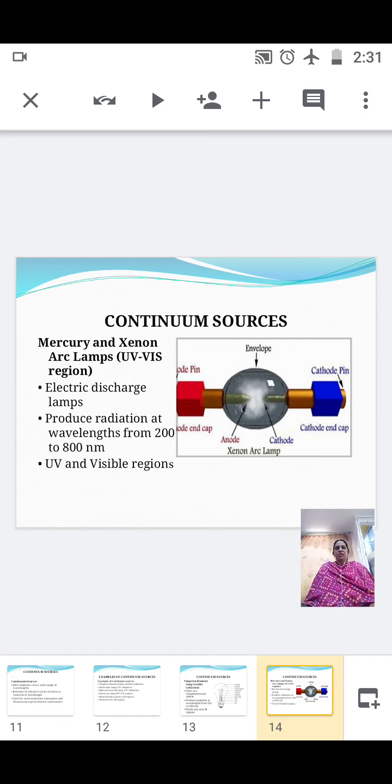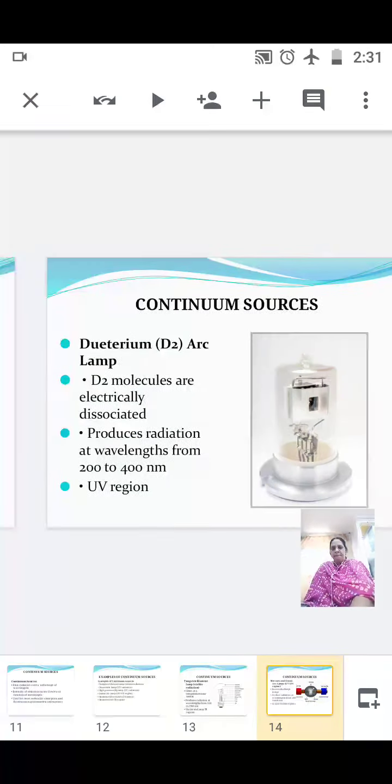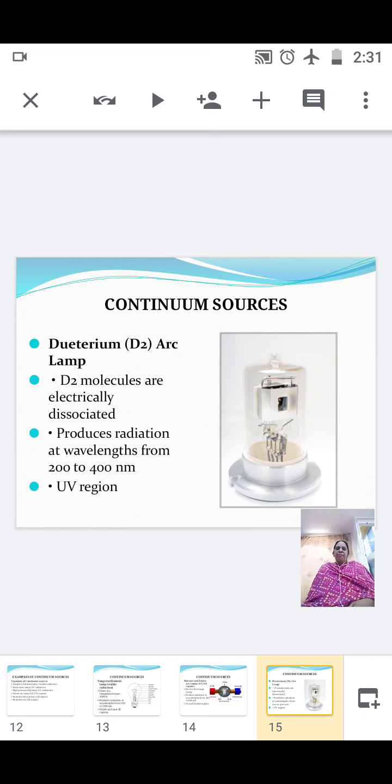Then comes the next important continuum source, deuterium arc lamps. They are sometimes also called hydrogen deuterium arc lamps. In these lamps, deuterium molecules are electrically dissociated, and they are also called hydrogen or deuterium discharge lamps or arc lamps.